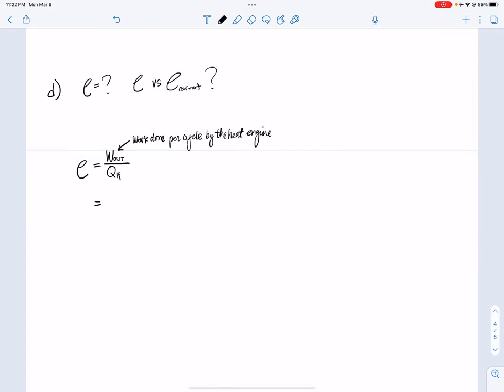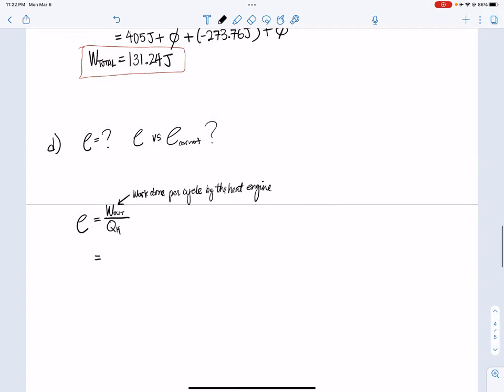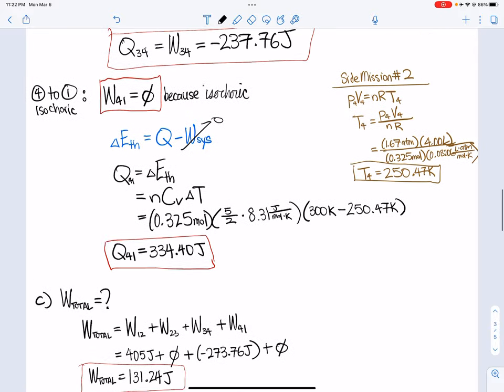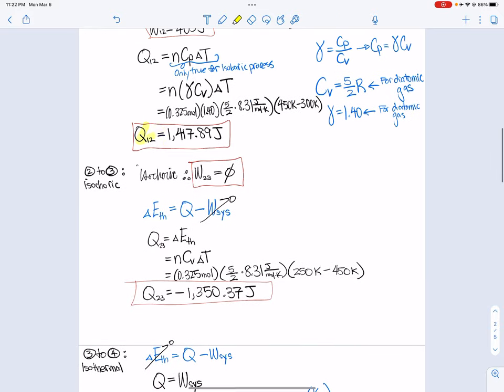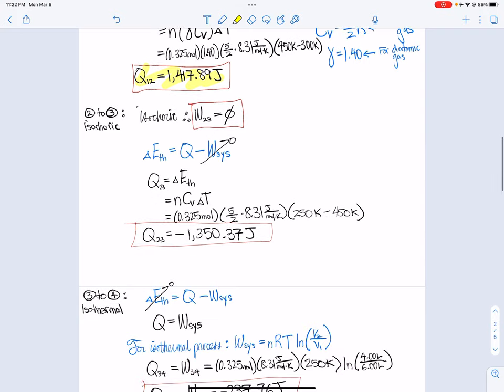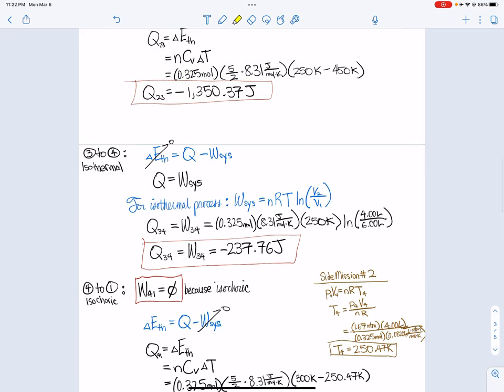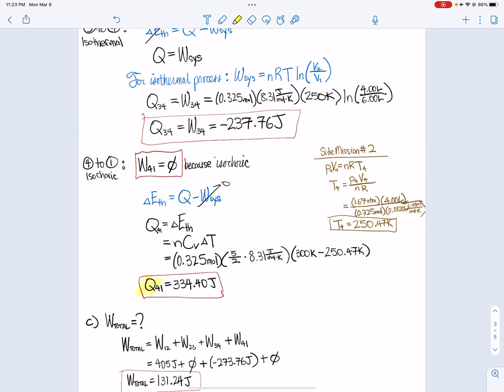So then the efficiency would be equal to the work, which we calculated earlier as 131.24 joules, divided by the heat transfer from the heat reservoir that entered our system. That would be all positive values of Q, right? So let's go to Q12. This is positive, so we're going to add that. Q23, that's negative, so I'm not going to add that. Q34, that's also negative, so that's heat leaving the system. I'm not going to add that. The heat transfer from state 4 to state 1 is also positive, so I will also add that.